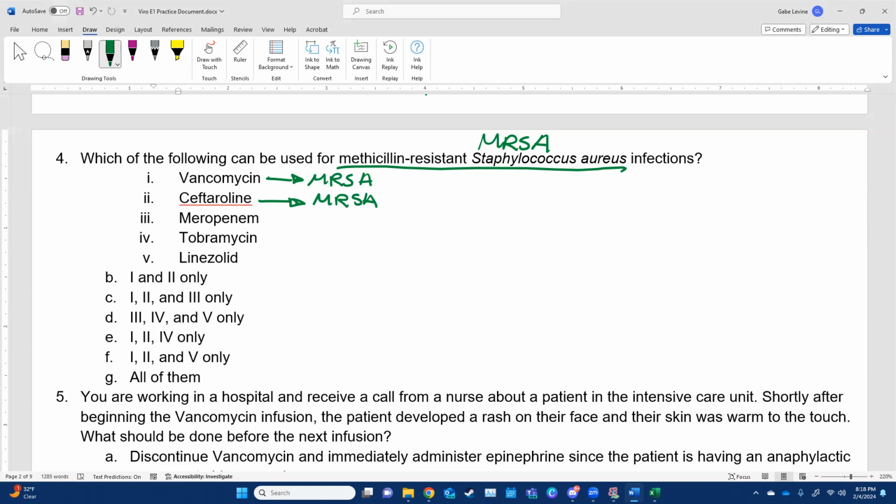What else? Which one of these is like an improved version of vancomycin? Linezolid. When I think linezolid, I think oral Vanco. That's what I think of, because linezolid is an oral drug.